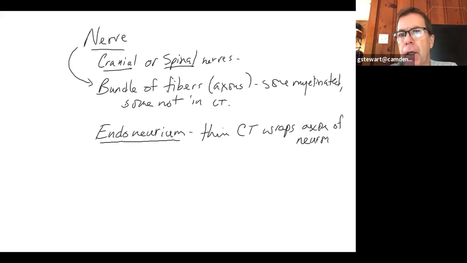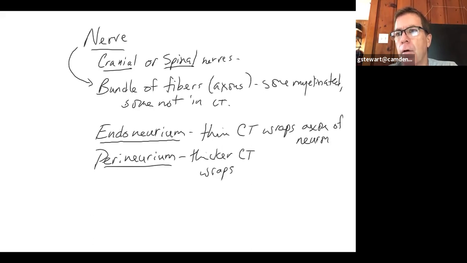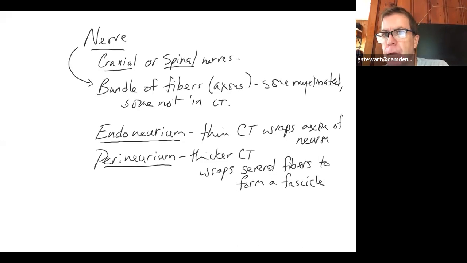And we have perineurium, which is a thicker connective tissue that wraps several axons or fibers of neurons that are already individually wrapped in endoneurium to form, guess what, same word, a fascicle, which is a bundle of individual neuron fibers or axons.